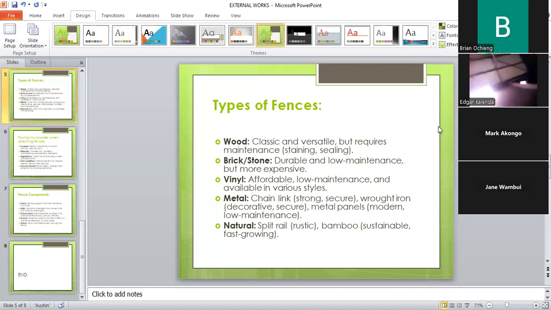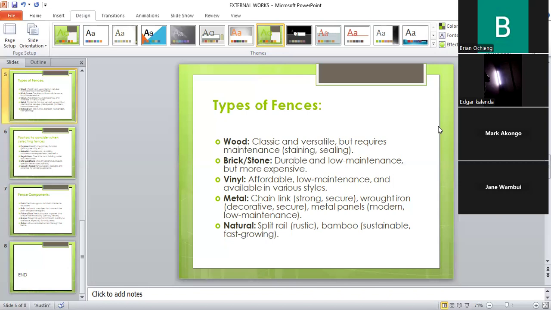I'm Jane. So, the types of fences: we have wood fence. In wood, we have classic and versatile. And the second type of fence, we have brick or stone. This is durable and low maintenance. Thank you, sir, for this opportunity.